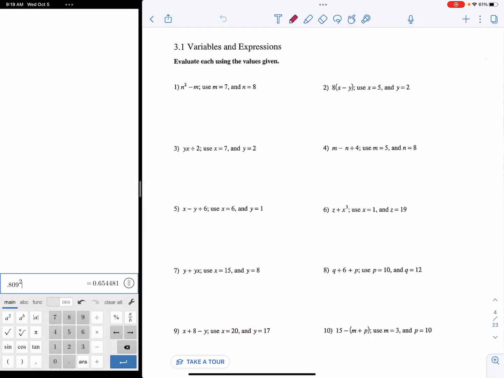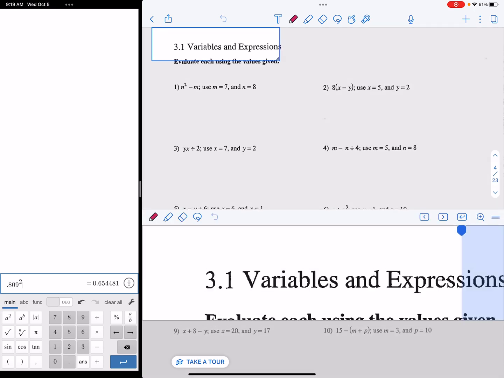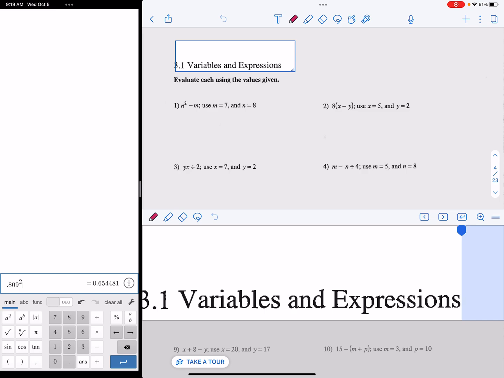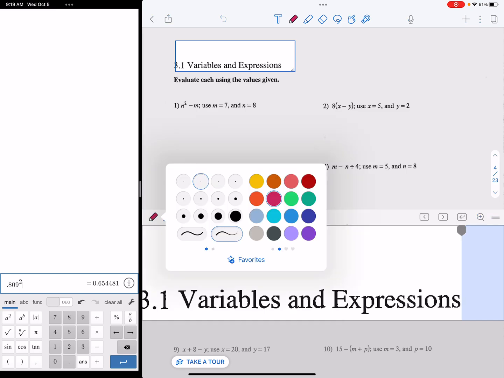Good morning, aspiring mathematicians. This morning we are going to take a look at variables and expressions. It's probably been a hot minute since you talked about expressions and variables, so we'll give you a little bit of a refresher first.